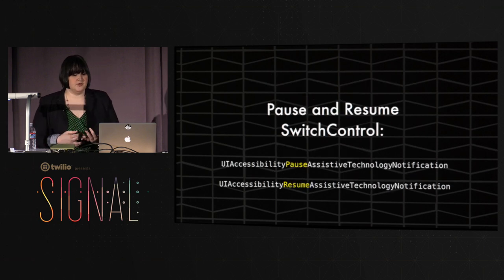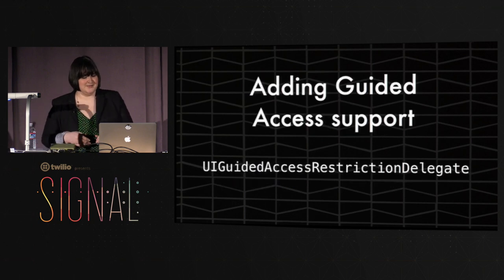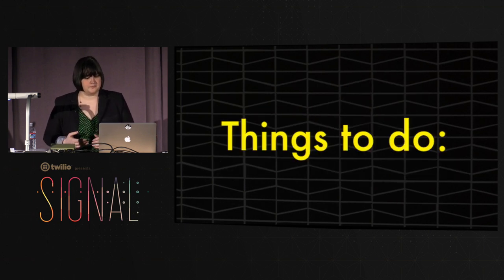You can also pause and resume. If your app has a really long animation in it and you don't want switch control to keep toggling through things, you can pause the assistive technology and then resume it once the animation's finished. You can also add custom support for guided access. If you know your app is going to be used specifically by people who have autism, then it might be good to go the extra mile and add support for this.